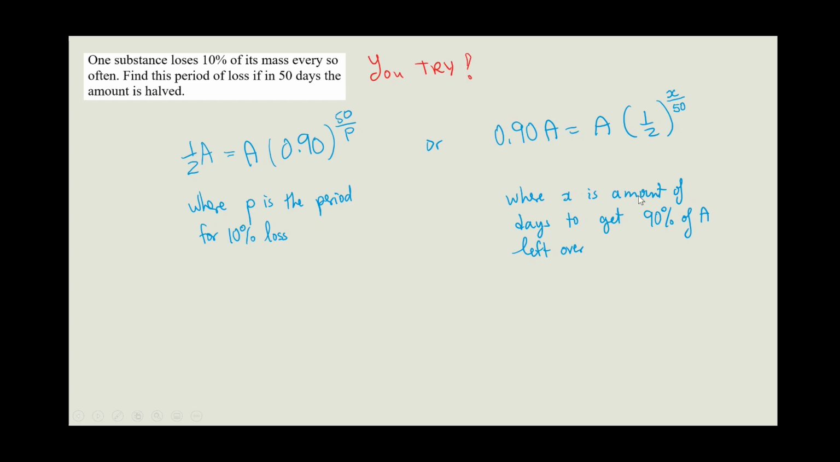And then the X is the amount of days that we want to get 90% of A. So the numerator of the exponent matches to this output. So input and output go together. And then the denominator and the base, they're related to each other. So I'll repeat it over here. The numerator, input 50, corresponds to something being halved. So that corresponds together. And then the denominator corresponds to the base itself. Regardless how you solve this, you can solve it all the way on your own. You can check to see that you should have 7.6 days to get 10% loss.